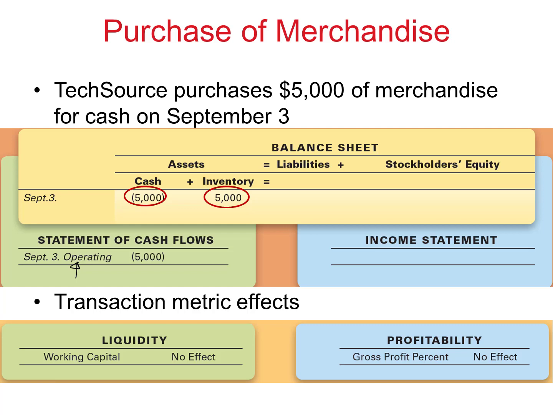The statement of cash flow shows a decrease in operating cash of $5,000. This is because we are paying for inventory, and the purchase of inventory for cash represents a negative cash flow from operations. There is no net effect on the income statement, and of course there will be no net effect in our profitability for the purchase of inventory.